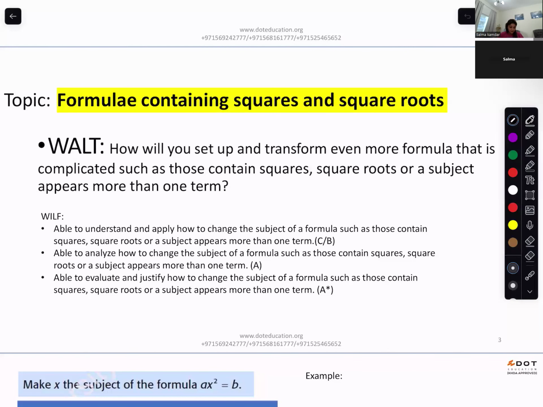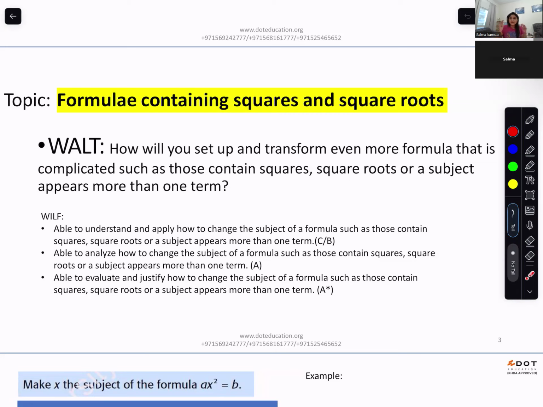So today we are going to learn changing the subject of the formula. We've already learned this in our first video, but here we are going to learn how to change the subject of the formula when you have squares and square roots involved. Okay, it is very easy.